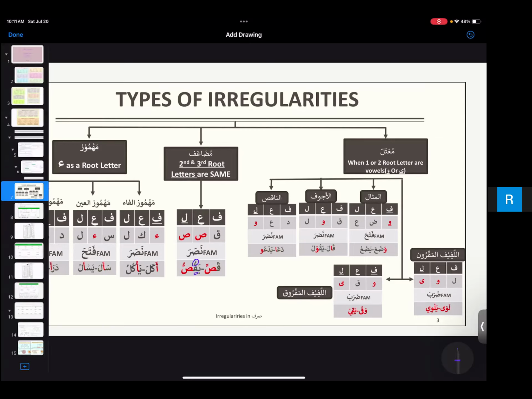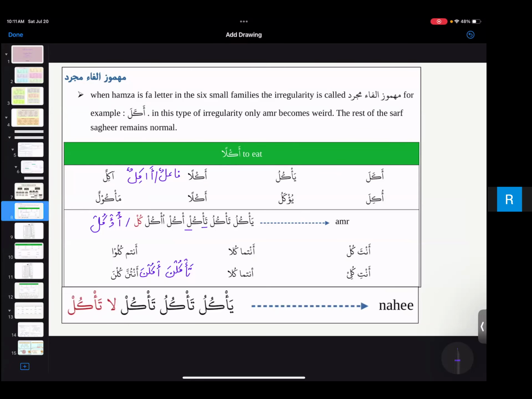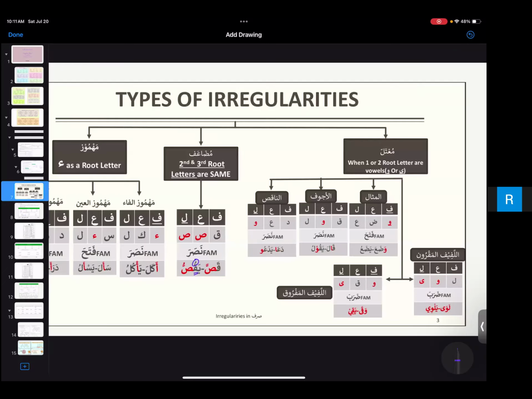So inshallah, next class we are going to discuss Mahmuzul Fa. And what should be your homework? Your homework should be that you are going to open the Quran Pak and give me examples of these irregularities, 5 each of them. So you are going to find 5 mahmuz, and some of them could be mahmuzul fa, ain and lam. You are going to find 5 mudaf verbs, and you are going to find 5 mu'tal, and then lafif, makroon, and mafruq as well. Make sense? Inshallah. So that is your homework.